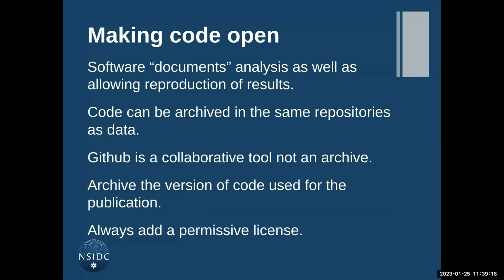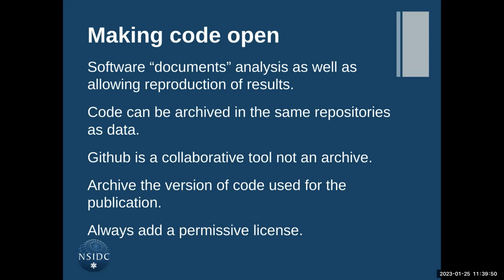Making your code open, right? This is perhaps the most anxiety-inducing thing for scientists, certainly when I sit in open science conferences and people are like, but I'm not a software programmer. My code's awful. But remember, software documents the analysis as well as allowing for reproduction of results. We can read a method section in a paper and you can get a general idea of what's been done, but it's not until you look at the software that you know what's really been done, right?